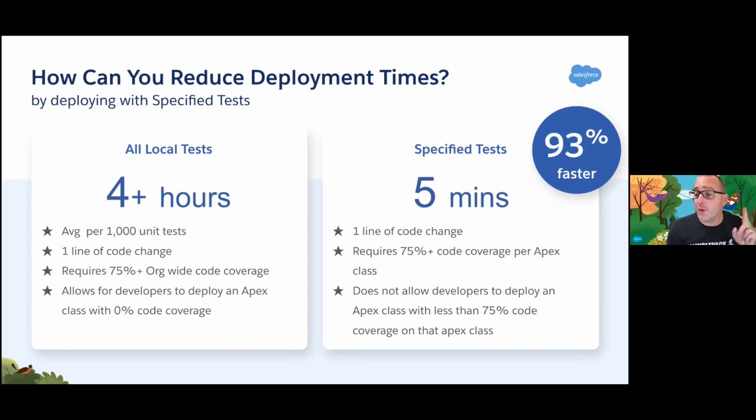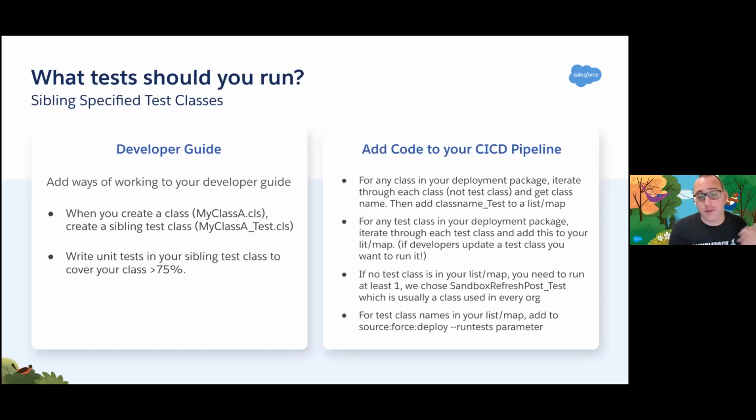But if you're deploying one class, then you only need to cover that one class, and you only need to run one test class. You don't have to run all. So that's where you get your speed. 5 minutes or 4 hours. What test should you run?